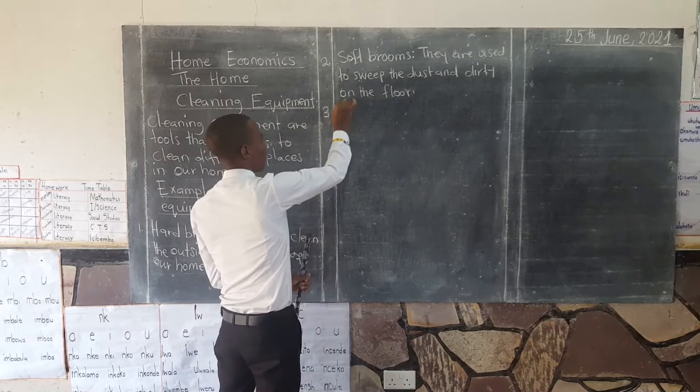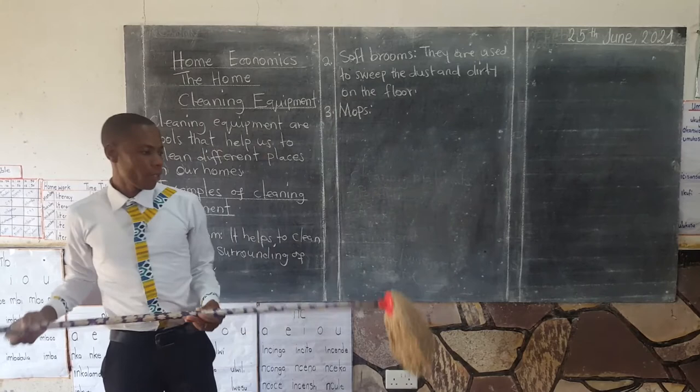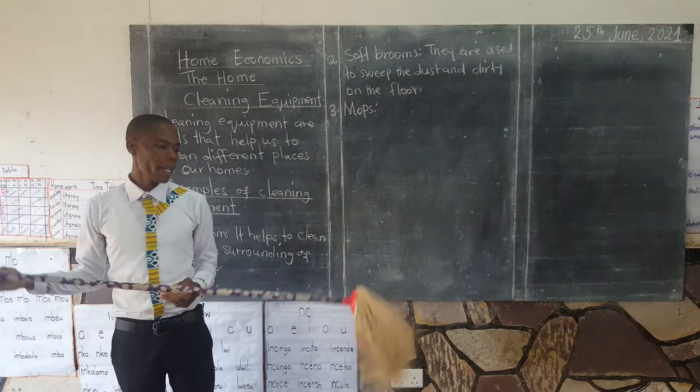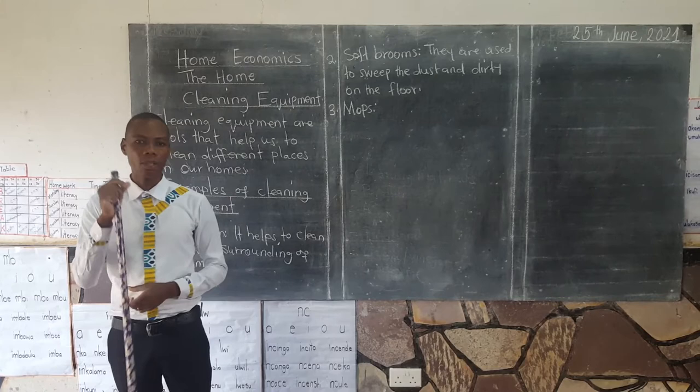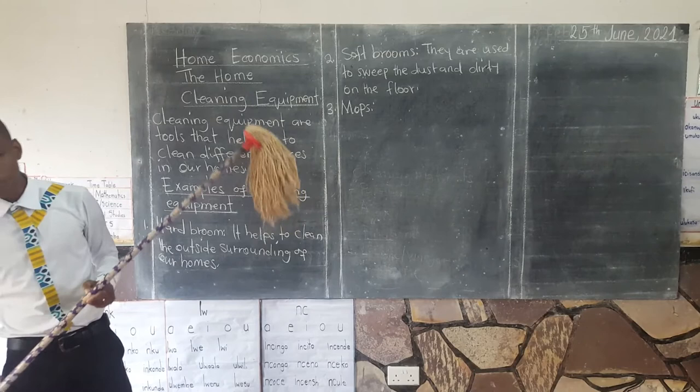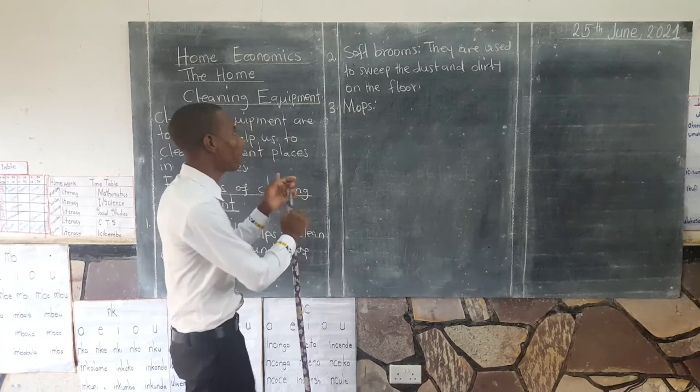There are different kinds of mops. This is known as a standing mop. There are other types of mops where you just get a piece of cloth that you can use as well to mop your floor. What is the use of this mop? It is used for wiping the floor.